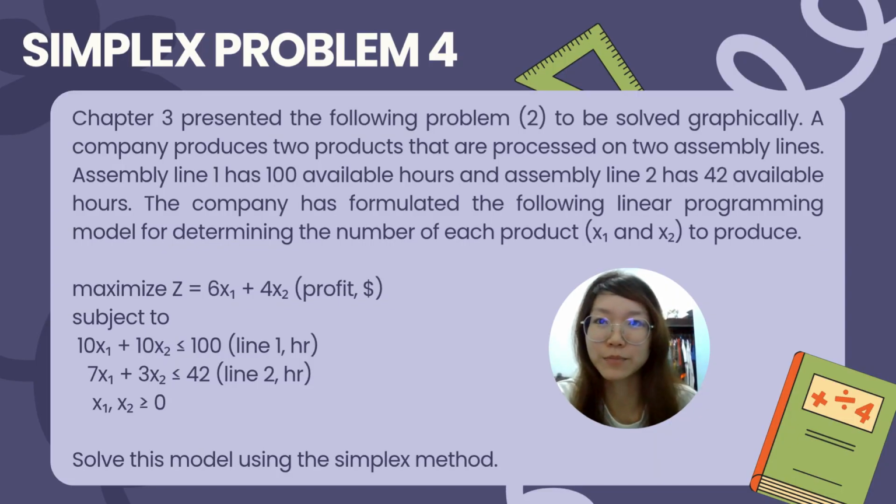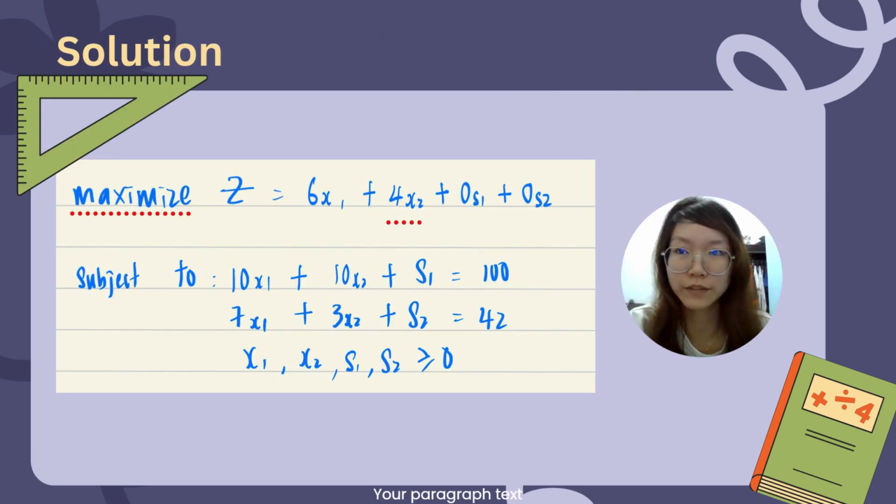Today I will present simplex problem 4. In this question, the company wants to maximize profit by deciding how many units of product 1 and product 2 to produce. Product 1 is represented by x1 and product 2 is represented by x2. First, we change the inequalities into equations by adding slack variables. Slack variable s1 is added to the first constraint, and slack variable s2 is added to the second constraint.